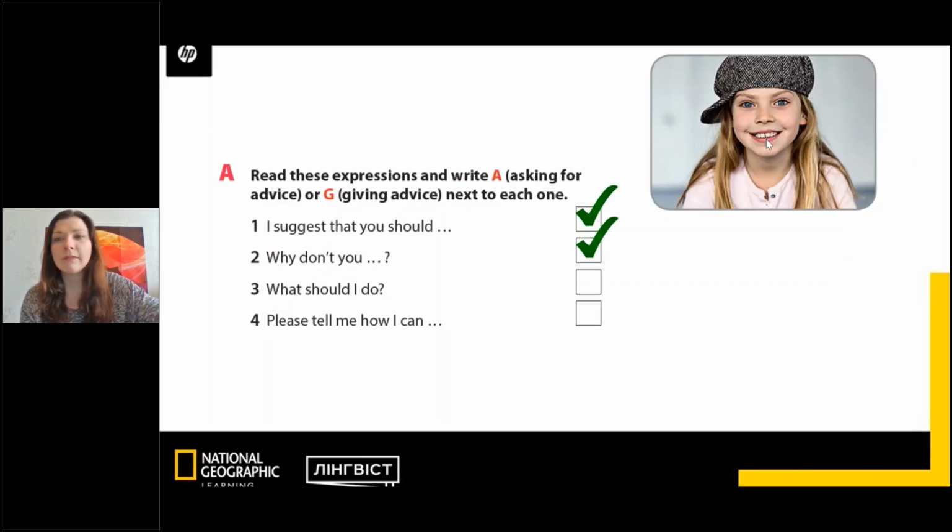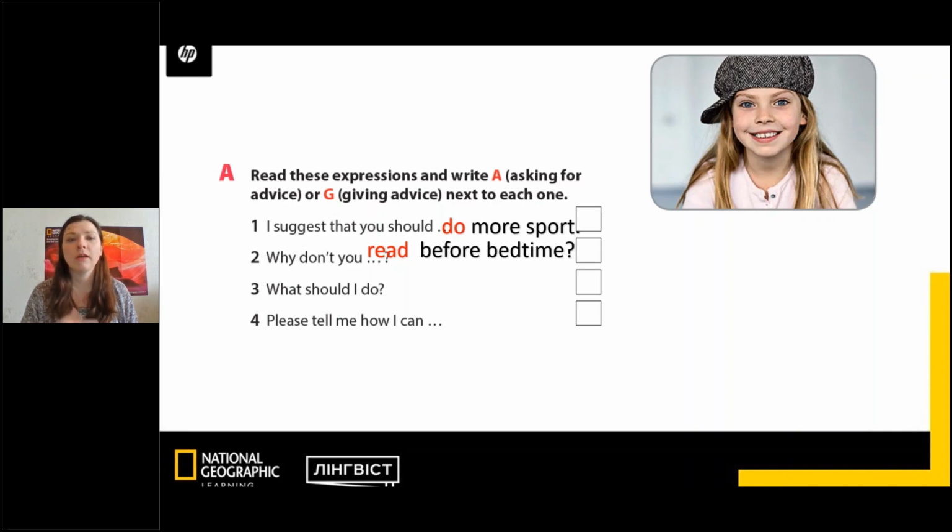And now, can you see my screen now? I guess you have to at least, right? So I suggest you should, yeah? And why don't you? So you use these phrases to give advice. Next question, please pay attention that again, we use this bare infinitive form. You should do more sport. Why don't you read before bedtime, right? So you just use this verb, you don't add anything, right? This is important to write correctly. Do you agree with me, actually?